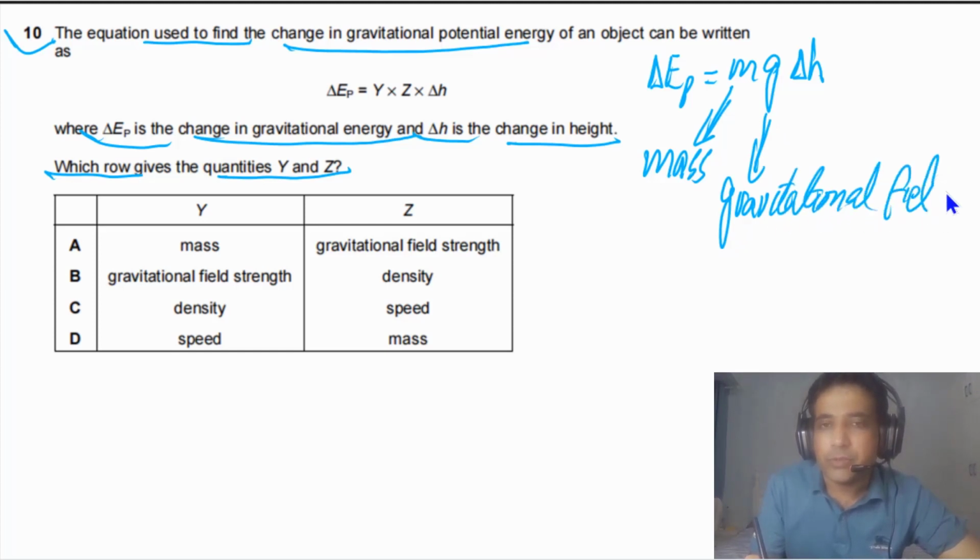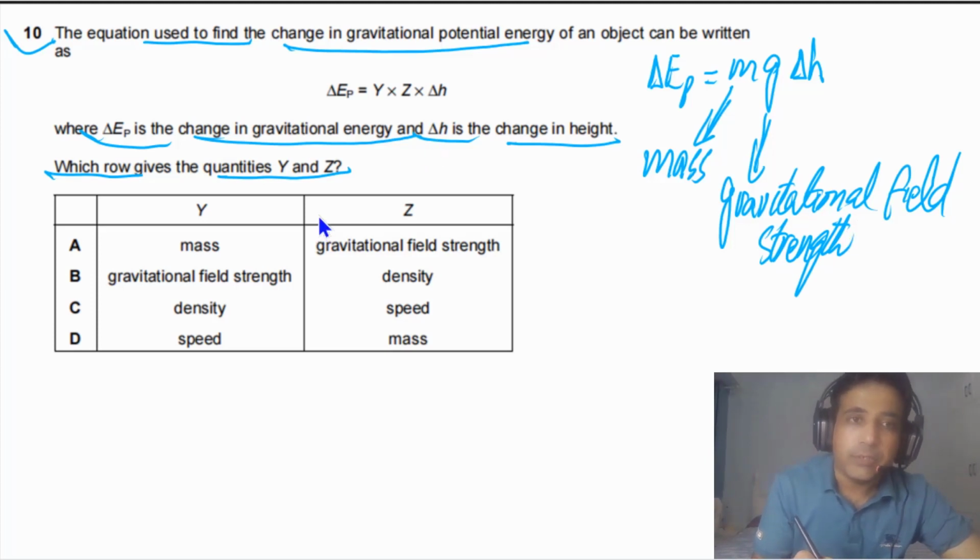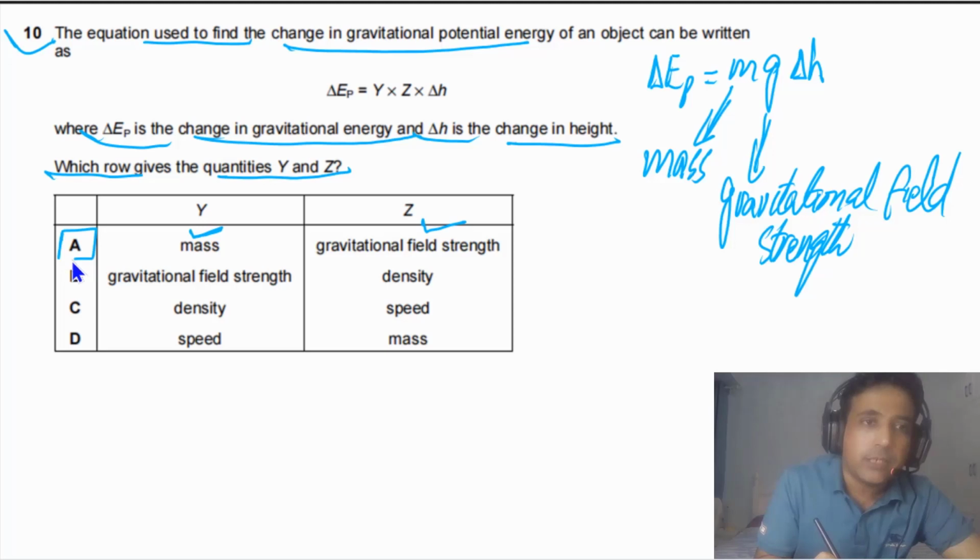So we can write G is representing gravitational field. Now if you have understanding of this one, simply we can find out Y and Z quantities. Y is given to us is mass, so this is possible. Z is gravitational field, so this is also possible. So the answer can be, in this case, A. This can be a possible answer.